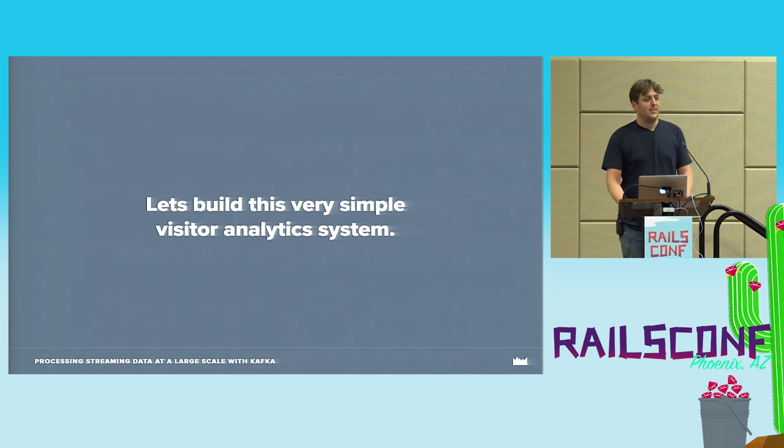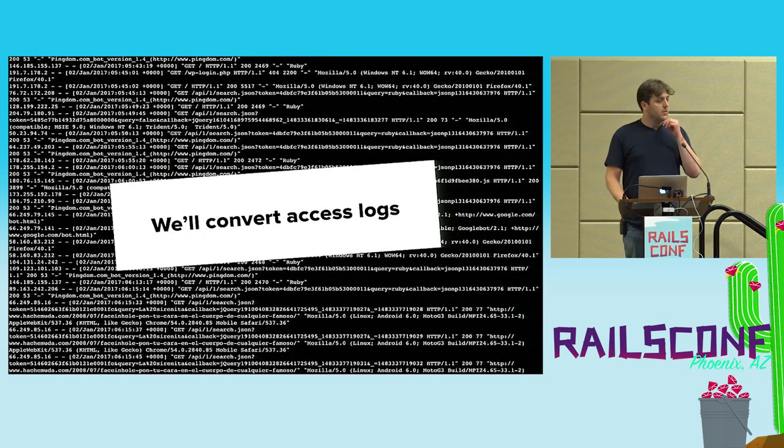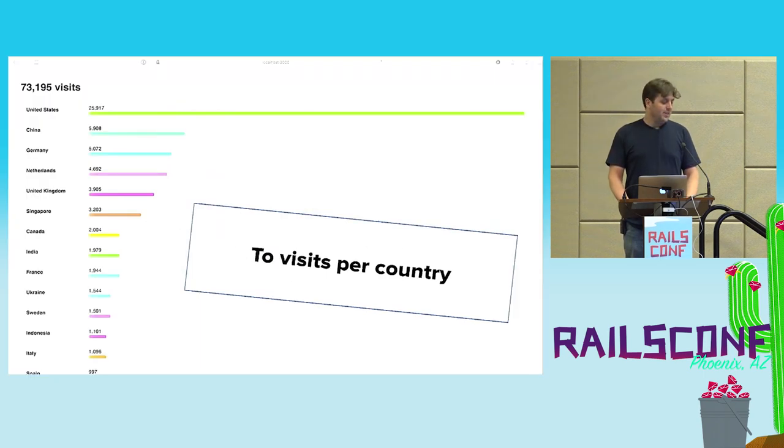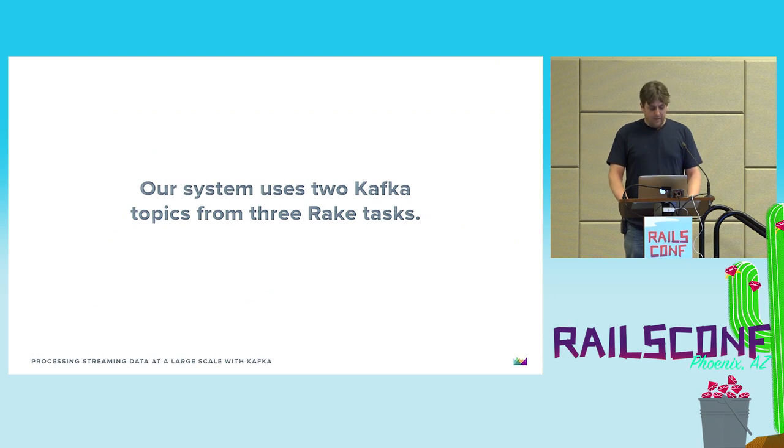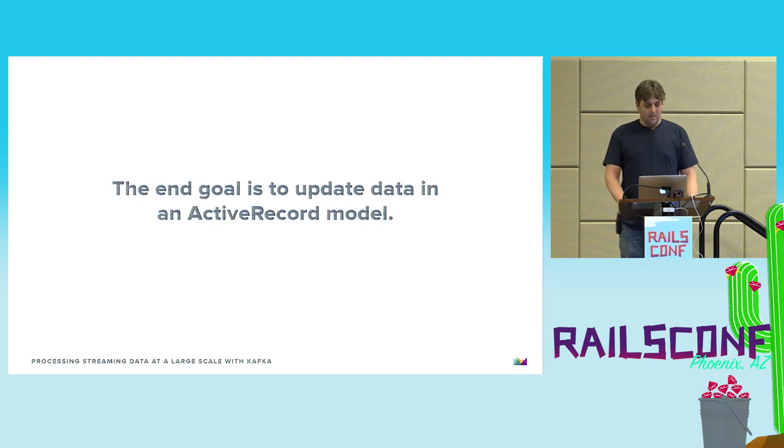So we're actually going to build this analytics system I just showed you earlier. We've got the access logs right here. They're still the same logs. They have an IP address, and we can see the URL. And we want to end up with this table. It's a really simple table. We'll just keep track of how many visitors we get from the US. It doesn't even take time series into account. It's just a total count for all visitors, the simplest thing you can do. And we use 2 Kafka topics and 3 rake tasks to make this happen. Our end goal is to just update data in a really simple ActiveRecord model.